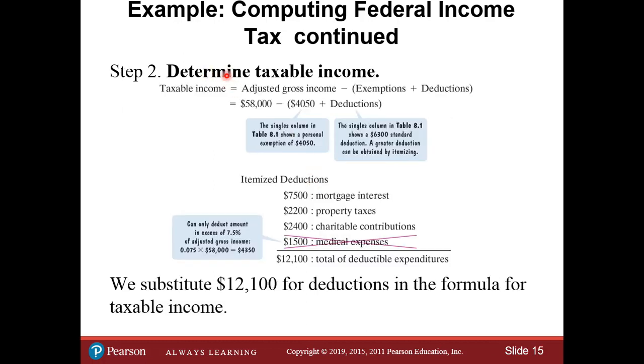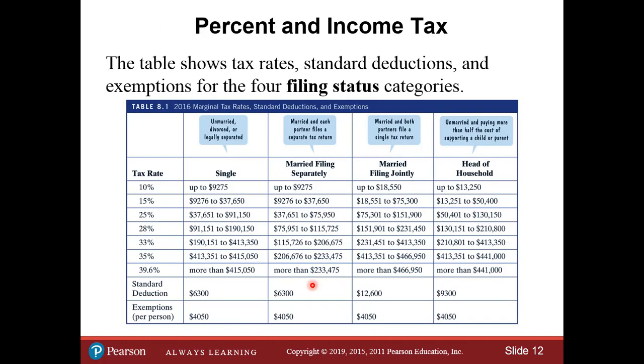Now we're going to determine the taxable income. Now remember, taxable income is adjusted gross income minus the exemptions minus deductions. And so now her exemptions from the table is 4,050 that we saw on the table, okay? Plus the deductions. Now, the standard deduction from the table is 6,300. So that's her standard deduction, and her exemptions per person is 4,050. Okay, but she doesn't have any kids, so it's just going to be for herself.